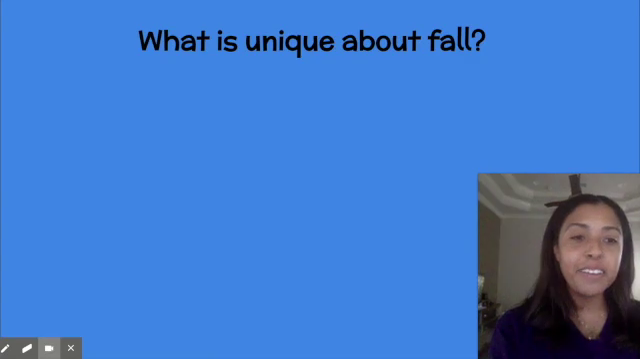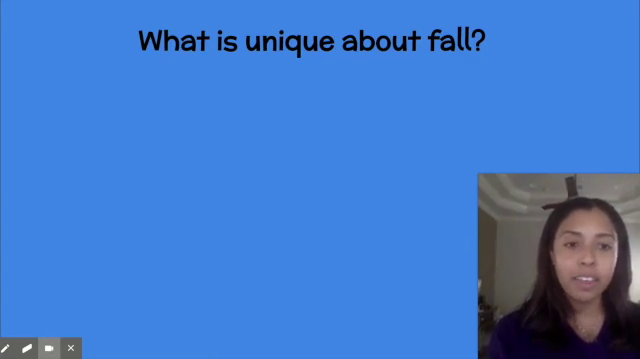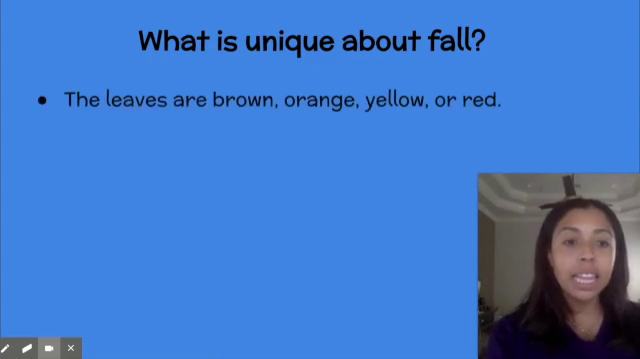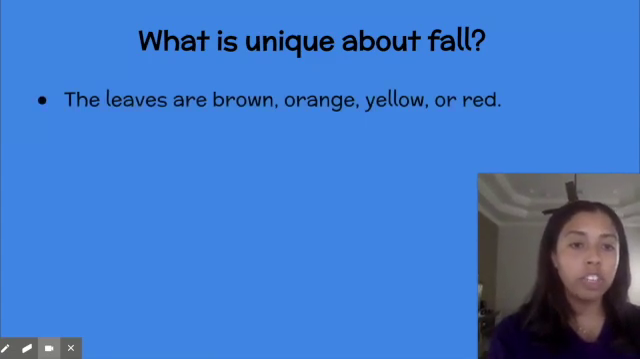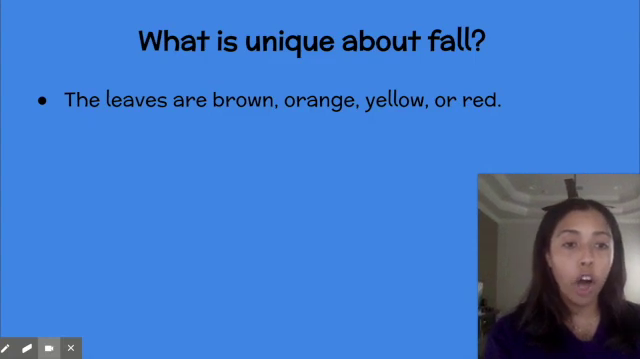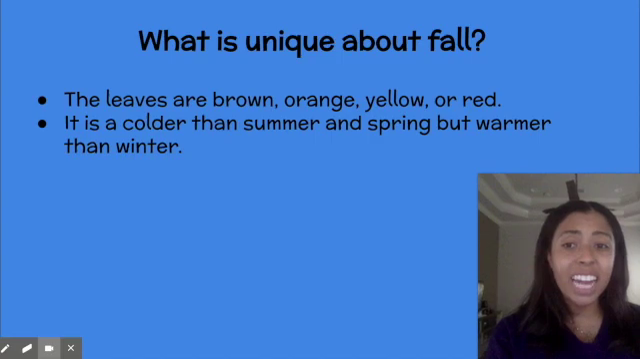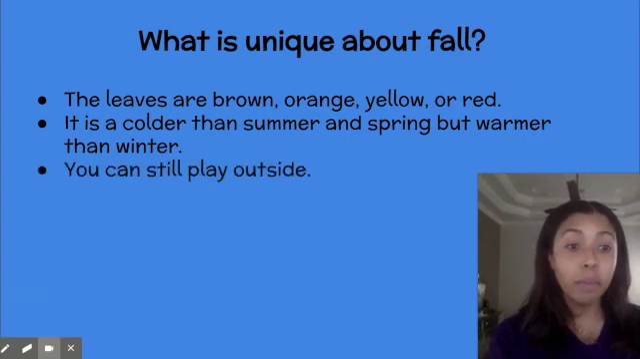I'm hearing tons of awesome ideas from the astronomers in this class. I heard some friends mention that the leaves are brown, orange, yellow, or red. Yeah, during the fall, the leaves change colors. I also heard some friends mention that it gets cooler during the fall. We know that during the fall, it's a bit colder than summer and spring, but it's warmer than winter. Winter is very cold.